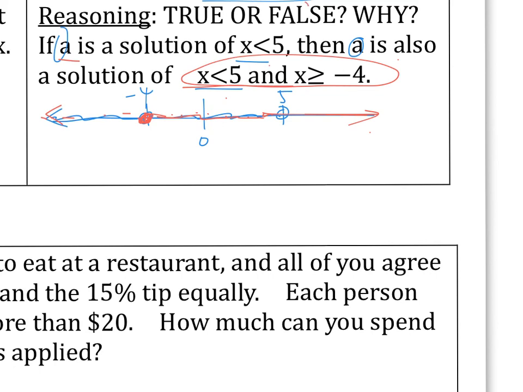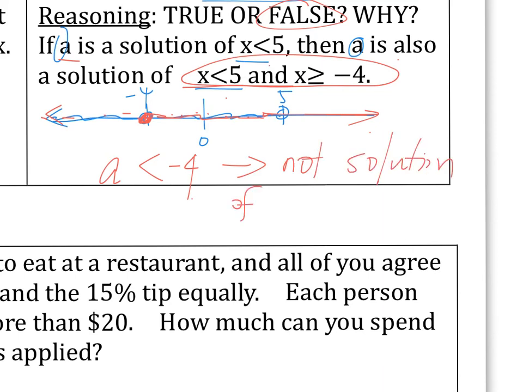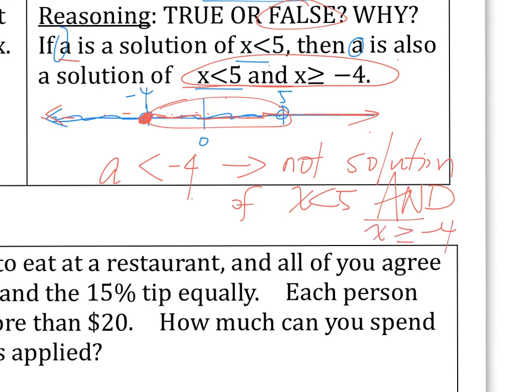I would say no, false, because when A is less than negative 4, it will not be a solution of both x less than 5 and, meaning in between here, x greater than or equal to negative 4. Meaning if the solution A is here, then it cannot be in between here.